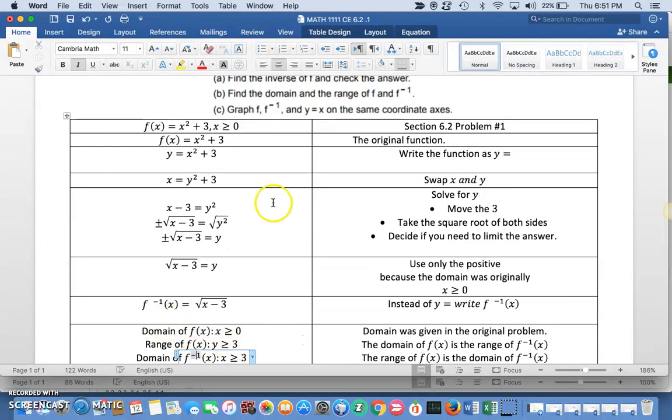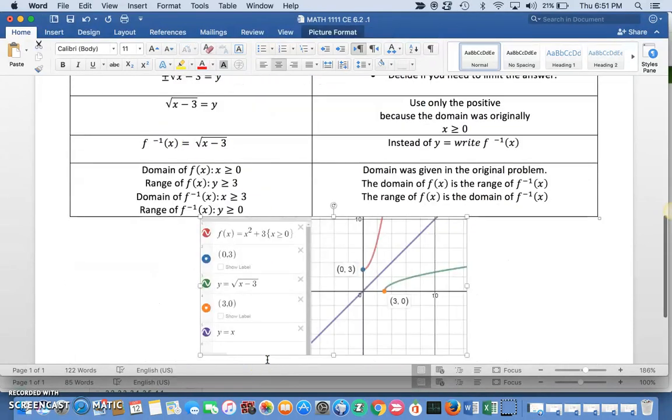Now, the domain of the original function was given as x is greater than or equal to 0. The range of that would be y is greater than or equal to 3, which is the domain of the inverse. Of course, you know that you would set that greater than or equal to 0, solve, and x is greater than or equal to 3 for the domain of the inverse. That became the range of the original. And the domain of the original function is the range of the inverse.